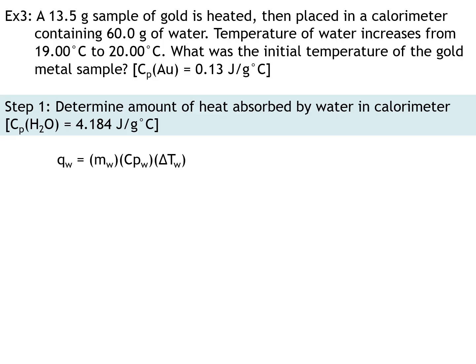So we say, all right, Q of the water is equal to the mass of the water times Cp for water times the change in temperature of the water. So now we fill in the numbers. So we add 60 grams of water, Cp is 4.184, and our temperature change was only 1 degree for the water. So now we know how much heat was transferred from the hot gold to the water.